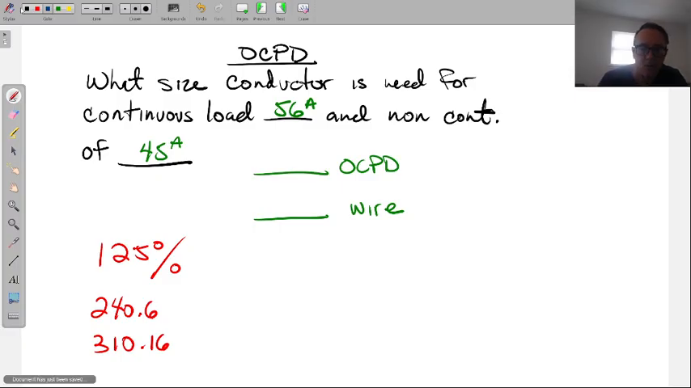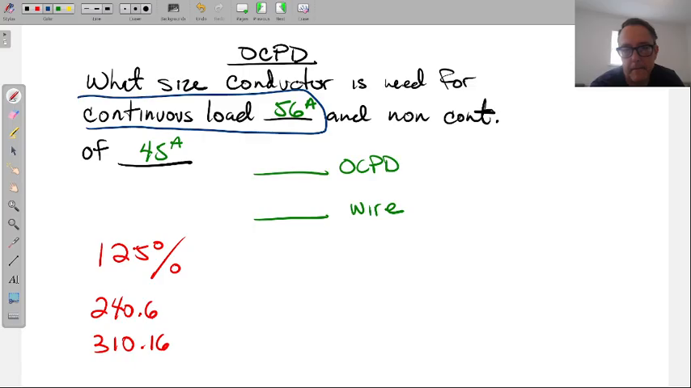All right, so 125% is applied only to the continuous load. So that means only the 56.